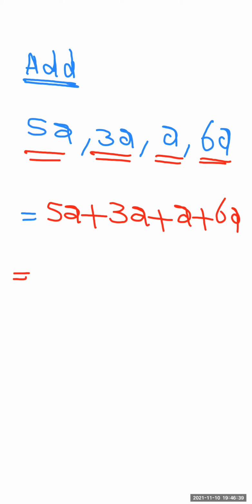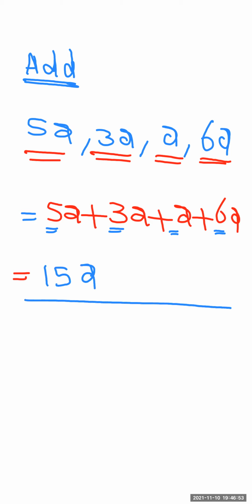So now add the numbers. 5 plus 3 is 8, plus 1 is 9, plus 6 is 15. So it will equal 15a. Yes, exactly. Okay, guys, clear? Clear. Okay, one more example.